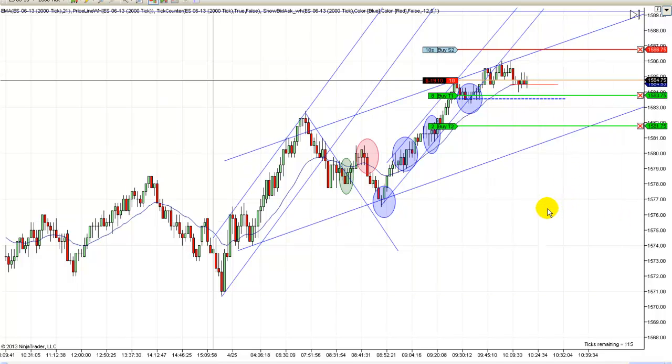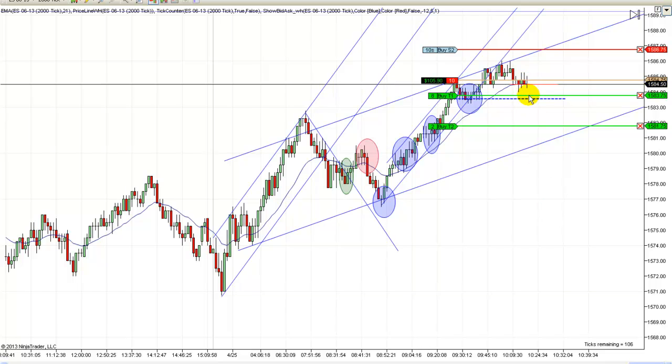All right, I'm short now. And you see by putting my limit order there, it gave me room to get out without having to break lower below that previous low.